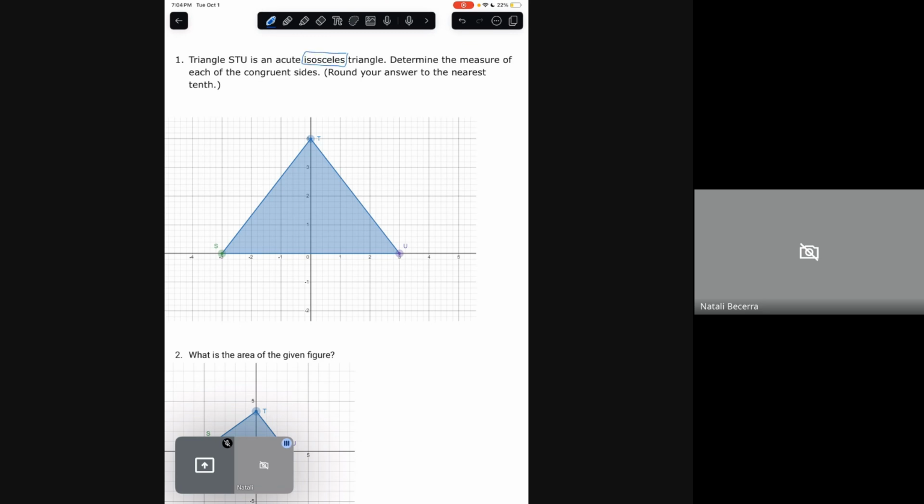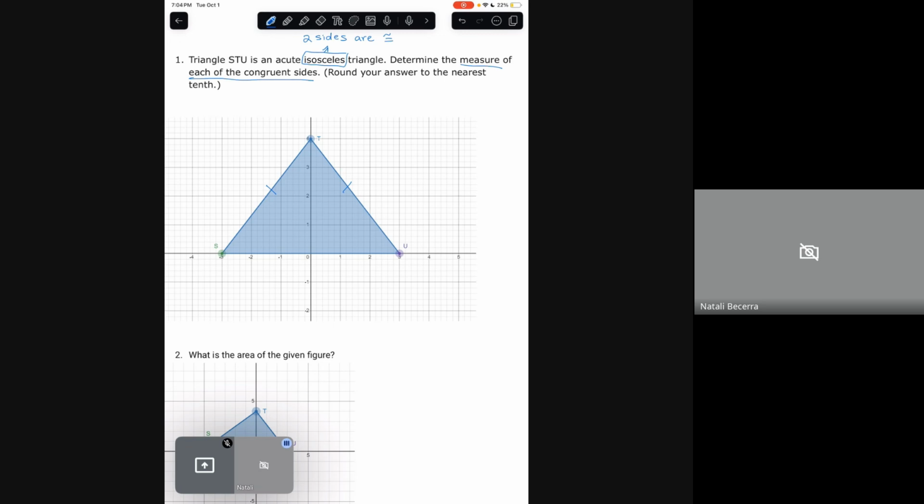All right, so isosceles means that two sides are congruent. Okay? All right, so just from looking at it, I can already tell that these two sides are congruent. But it says determine the measure of each of the congruent sides. So I want the measurement of these sides. So there's two ways that you can do this.